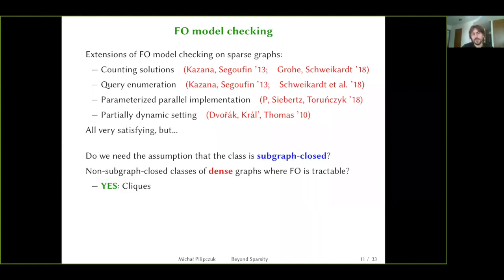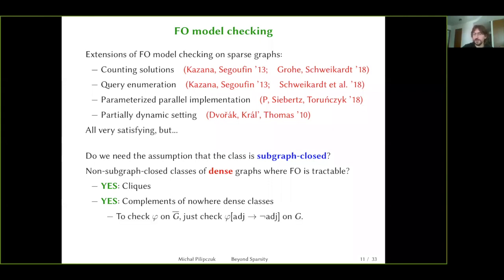And the obvious answer is yes. For instance, on the class of all cliques, FO model checking is trivially tractable, because whenever I ask you whether there is an edge between two vertices, the answer is always yes. More generally, when I take any nowhere dense class of graphs and I take the class of its complements, then FO model checking is also robustly tractable, because if I want to check some sentence on the complement of some graph, I can just complement the graph back, and I get a sparse graph on which I can model check an adjusted formula, where I just replace adjacency with the negation of adjacency, right?